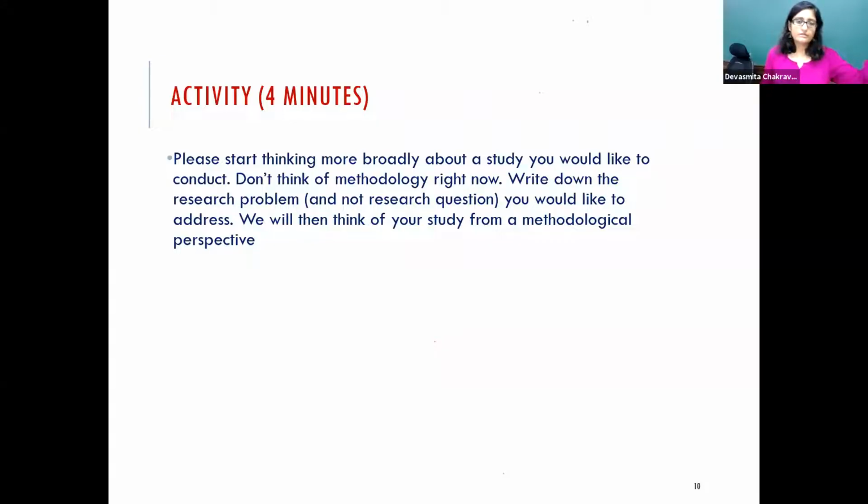The effect of online classes on students' learning. I'm just giving you an example. Okay. Write down the research problem and not the research question. I hope you know the difference between a research problem and a research question. A research question is much more specific. A research problem is more broad. I just want you to think more broadly that you would like to address. We will then think of your study from a methodological perspective. So maybe till 5:34, you can spend some time thinking about a broad study. And we'll take up this activity at the end.